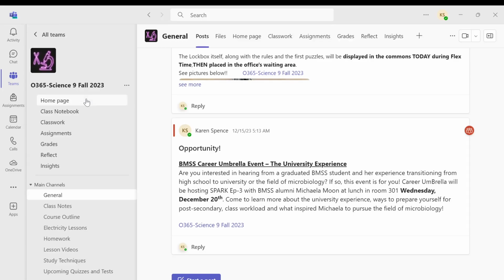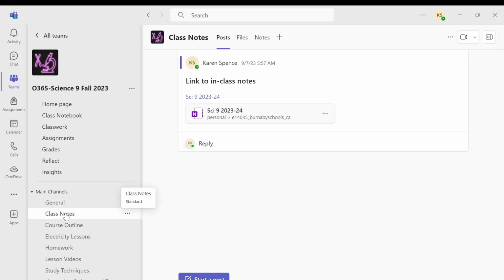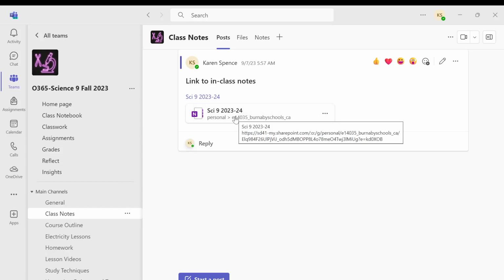But if we go to Science 9, if I make that just a little bit bigger so you can see it a little bit better, up at the top, there's something that says Class Notebook. Don't do that. You want to go to Channels, the main channels. I don't do anything up here, okay? That's all just useless, but they won't let me hide it, so whatever. Down in Class Notes, we're going to click on that. Okay, and it says, oh, look, a link to our class notes. And we click on that, and sometimes this takes a little while.